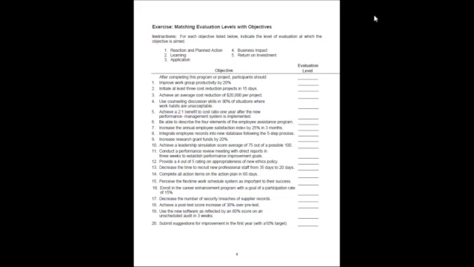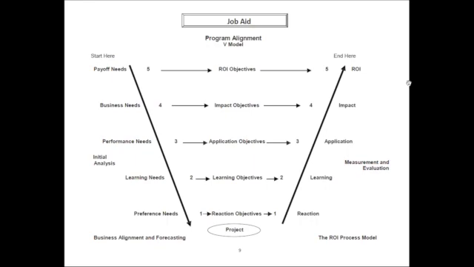I would like to go to the next page and just remind us where these objectives come from. You see, to actually evaluate at level 4, you're going to need level 4 objectives. And to evaluate at level 3, you're going to need level 3 objectives. And these come from a little more detail up front in the needs assessment.